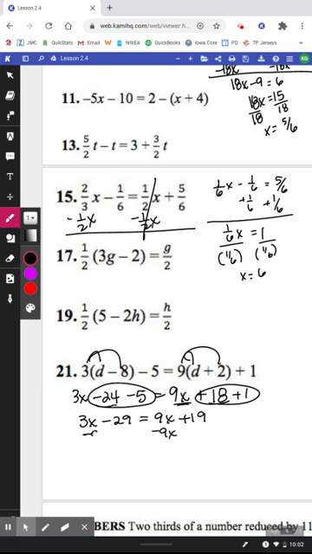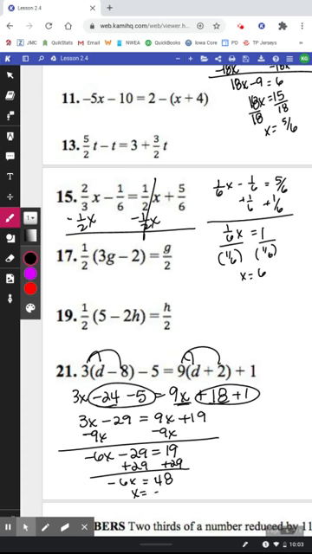Subtract 9x to both sides. That gives me negative 6x minus 29 equals 19. Add 29 to both sides. So negative 6x equals 19 plus 29, 48. Divide by negative 6, and x is negative 8.